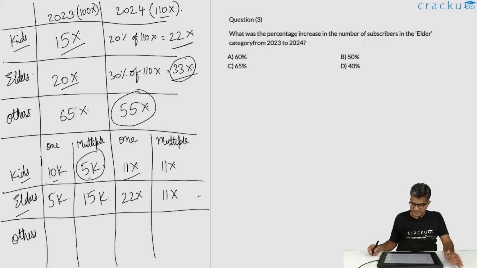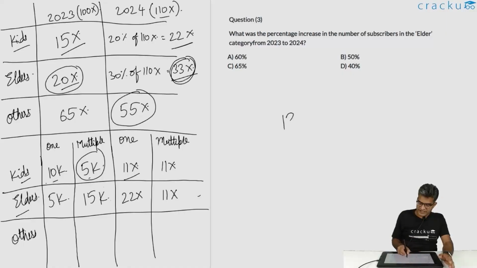What was the percentage increase in the number of subscribers in elder category from 2023 to 2024? In 2023 it was 20x, in 2024 it was 33x. So the increase is 13x divided by 20x into 100. This will be 65%, which is option C.